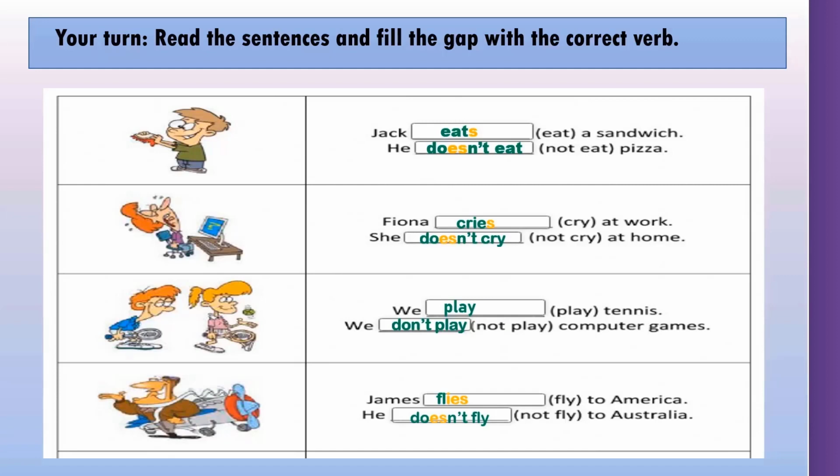Just a little correction here. If we look at the second one, Fiona cries at work. When you change cry, C-R-Y, you change the Y to an I and then E-S. It should have been highlighted as I-E-S, should have been highlighted in the yellow. Like with James, you've got I-E-S. That also should have been highlighted as well. Just a little correction there, okay?